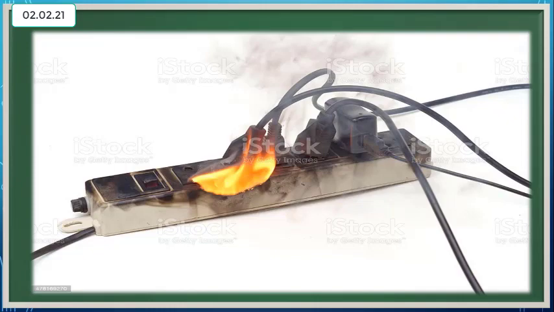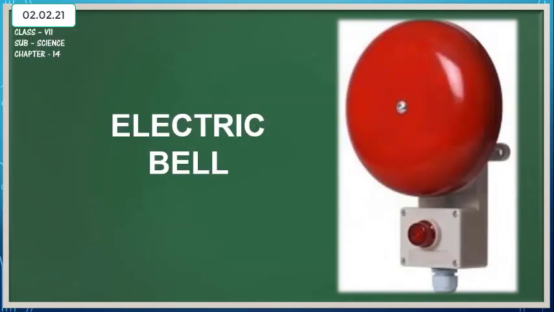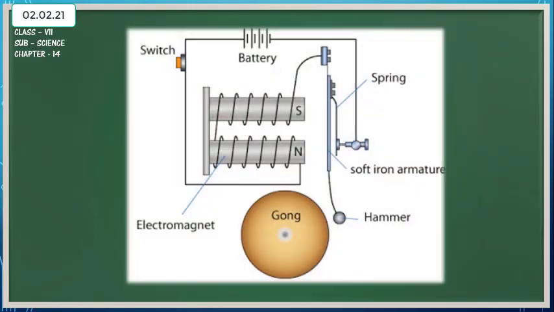Then comes electric bell. What is an electric bell? An electric bell consists of an electromagnet. The switch we press is used to make the circuit complete. Here you can see the image of an electric bell, which is usually used in schools.